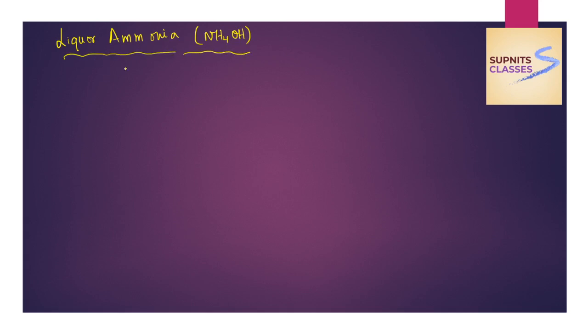In case of reaction with acid, I'll just show one: NH4OH plus HCl. Definitely it will give you salt plus water, NH4Cl plus water. Similarly, it can react with HNO3 and H2SO4. For other reactions of liquor ammonia, please refer to the video on analytical chemistry. All the reactions of liquor ammonia, that is NH4OH, I have covered under analytical chemistry.